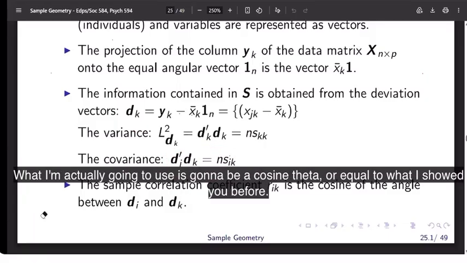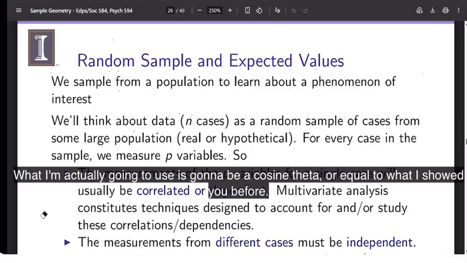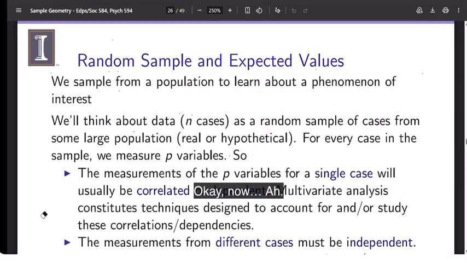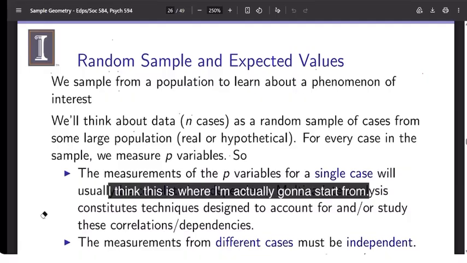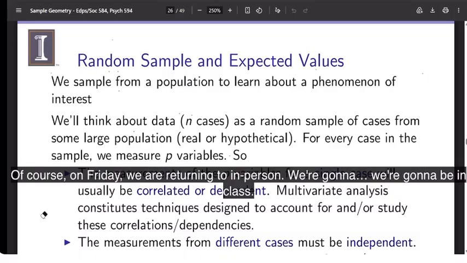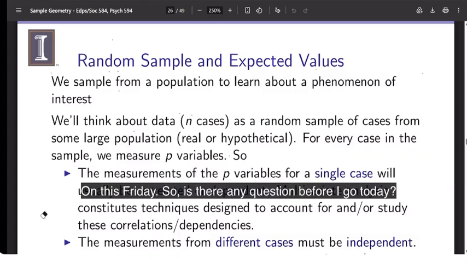Now I think this is where I'm going to start from on Friday. On Friday, I'm going to start from random sample and expected values. Before I go today, is there any question? Of course, on Friday we're returning to in person. We're going to be in class this Friday. So, is there any question before I go today?